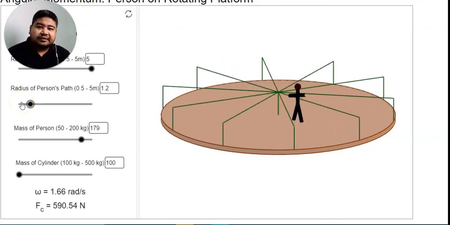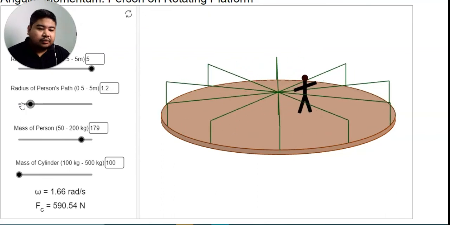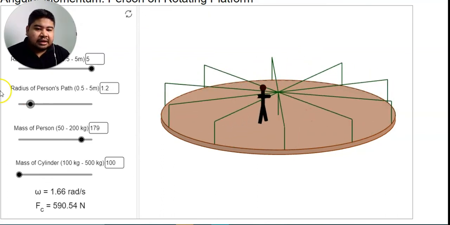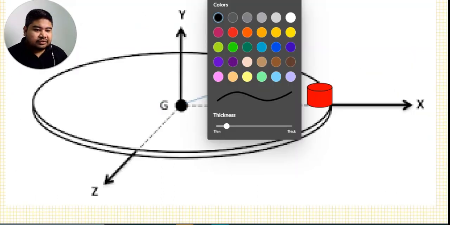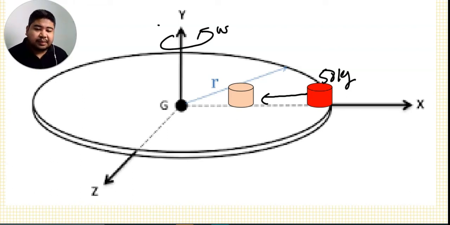We are going to do some examples in the module regarding these topics. So for now, we are going to go back to the slide. This is what I've shown you in the simulation. Originally you have a person with a mass of 50 kilograms, standing at the end of the disc, and then the person moves closer to the axis of rotation. This is the axis of rotation. The disc is spinning with an angular velocity of omega.